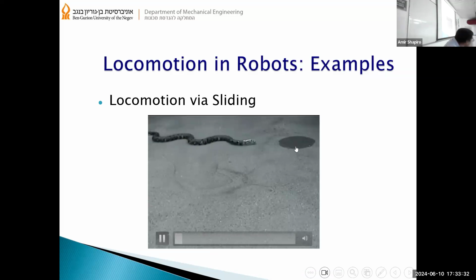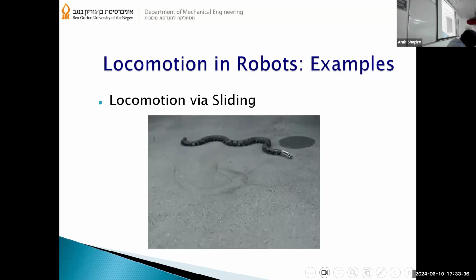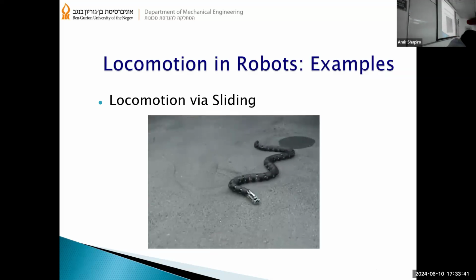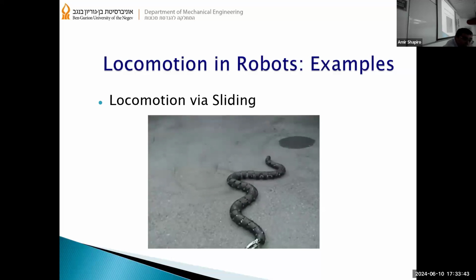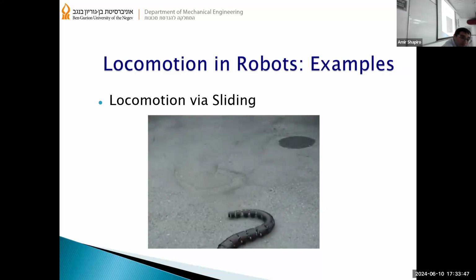This is a special snake-like robot that moves on the surface by changing its body shape. Wow, that one looks so smooth though. Looks really great on video.